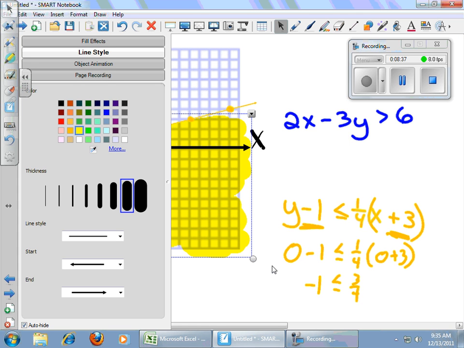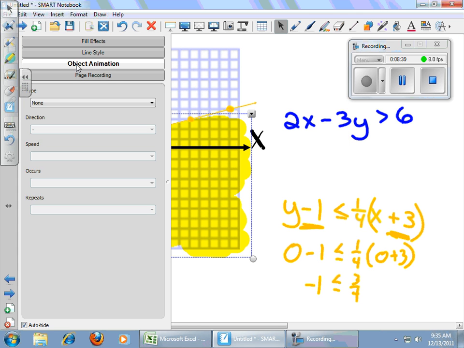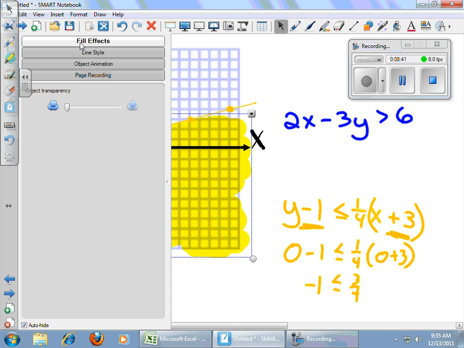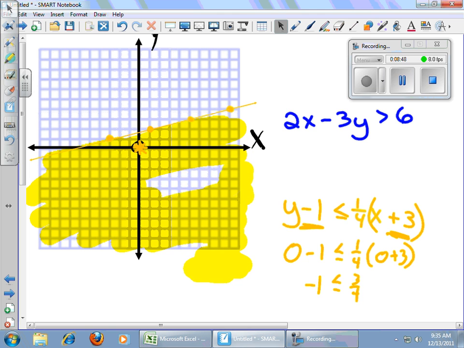Properties, object animation, fill effects. I don't think that helped. Okay. Anyway, let's go ahead and do the other one.